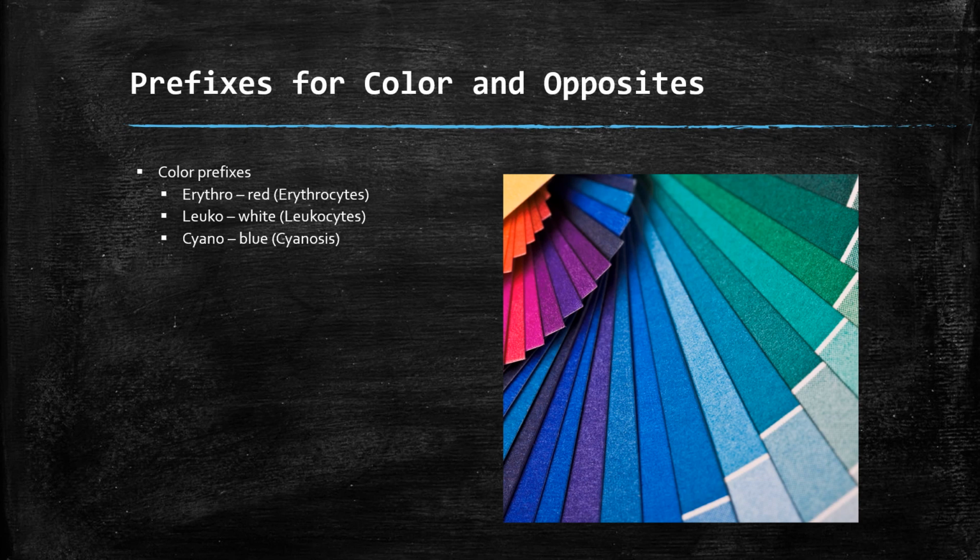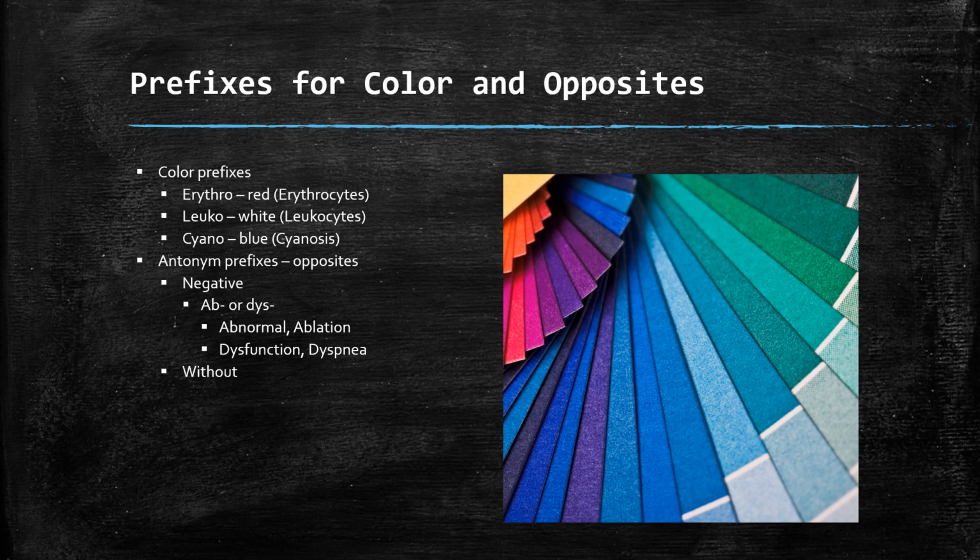Prefixes can also be used to make antonyms or opposites from our root words by transforming it to a negative meaning. This can be accomplished with the use of ab or dis to mean bad, as in abnormal, ablation, dysfunction, or dyspnea, which is difficulty breathing. If we want to transform our root word to mean without something, we can add an or a, as in anaerobic, which means without oxygen, asystole, without a heartbeat, or apnea, without breathing.